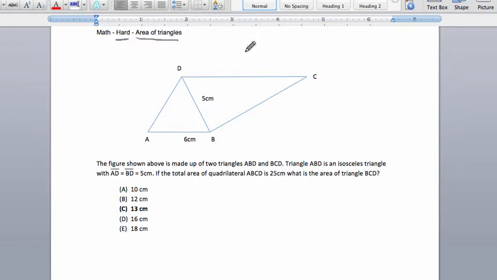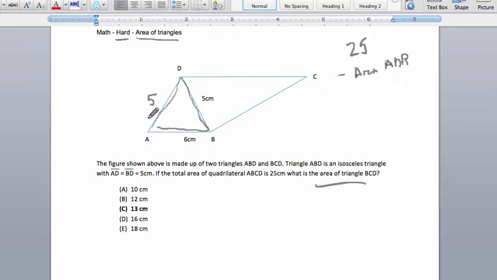And if you look closely at this question, what it says is that there's two triangles here, ADB and BDC. ABD is isosceles, 5 centimeters, so this is also 5 centimeters. And then they tell us that the total area of this thing is 25. And then they ask us what's the area of this triangle. So basically, if we just found the area of this triangle, ADB, we could just subtract that from 25, and we would be done.